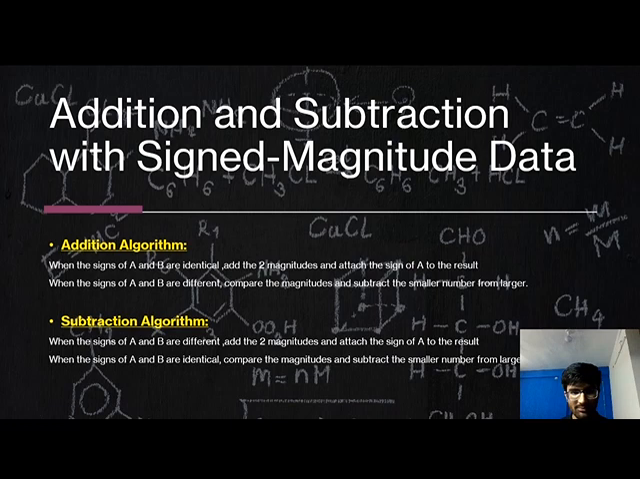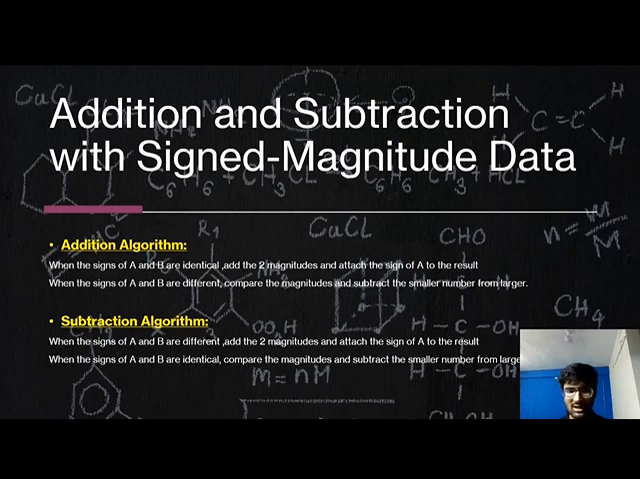In the addition algorithm, when the signs of A and B are the same, we add their magnitudes and attach the sign of A to the result. When the signs of A and B are different, we compare both magnitudes and subtract the smaller number from the larger.